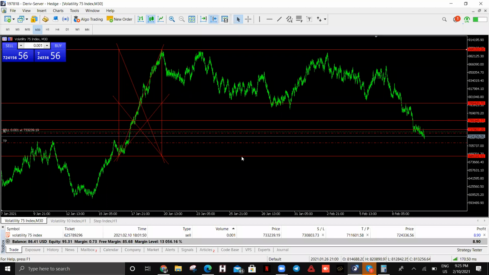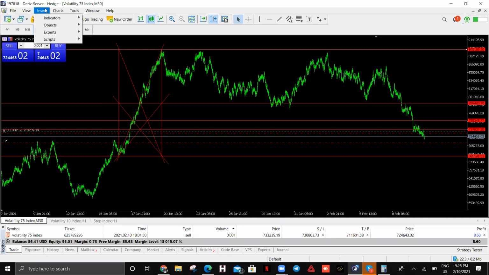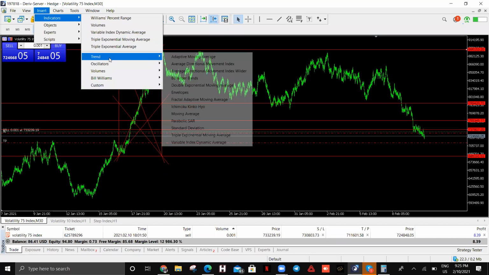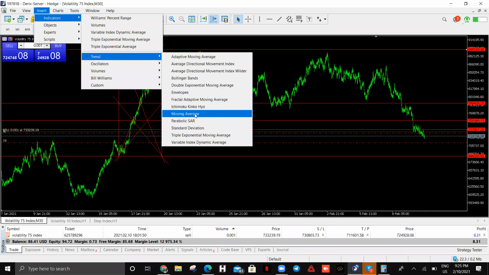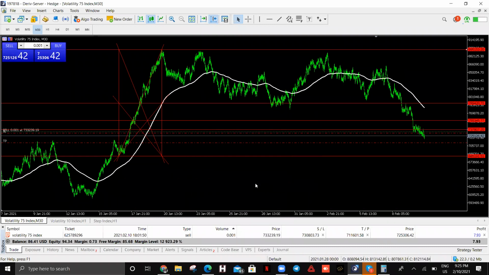200 moving average. So what you're going to do, you come to insert, go to indicators, trend, look for moving average here. This is moving average. It's already on 200 exponential. You can change the color to whatever you want. If you want it to be white or anything, it's okay. And you click OK. Now, this is just what you need on M15. My chart is blinking. Sorry, I need to check what's there.